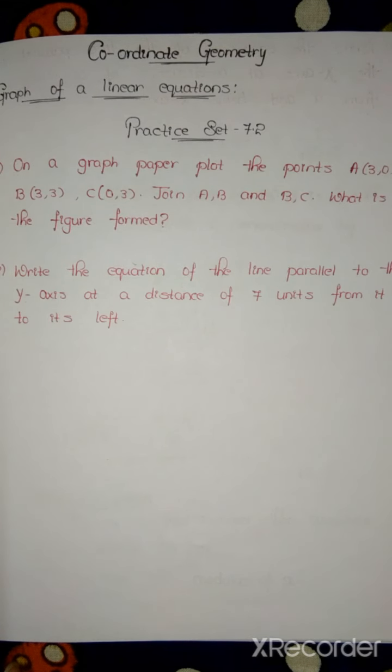So first question of practice set 7.2: on a graph paper plot the points A (3, 0), B (3, 3) and C (0, 3). Join AB and BC. What figure is formed?